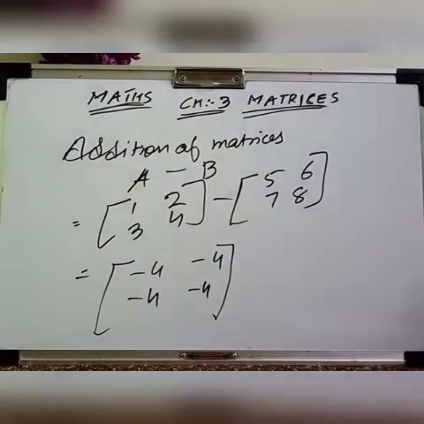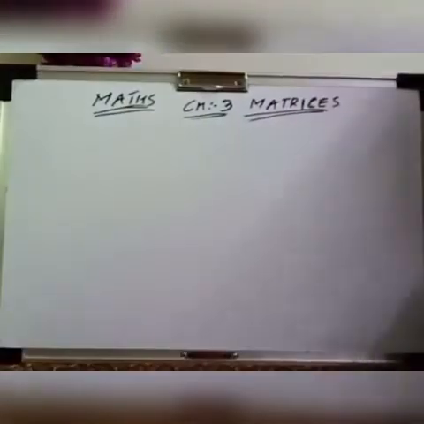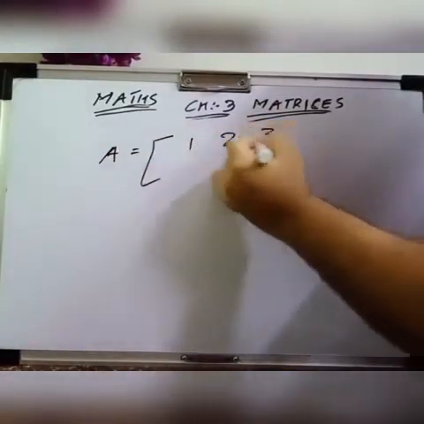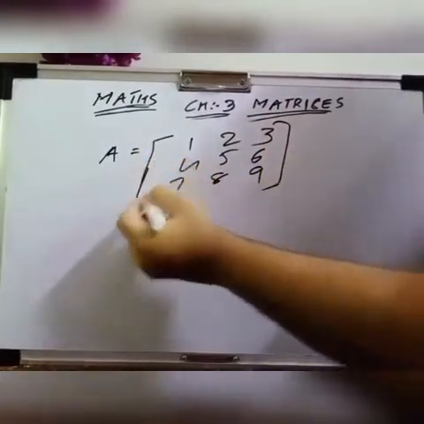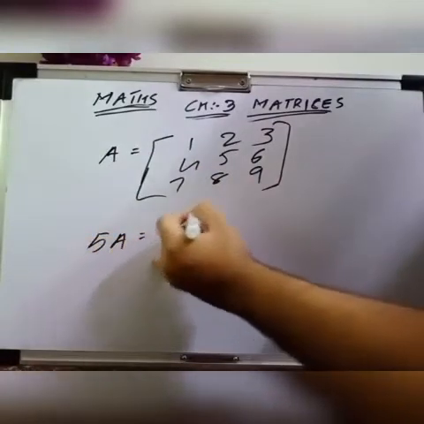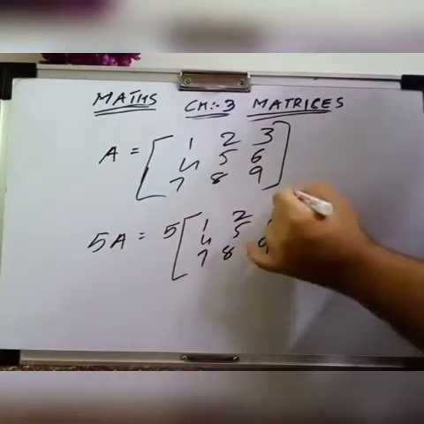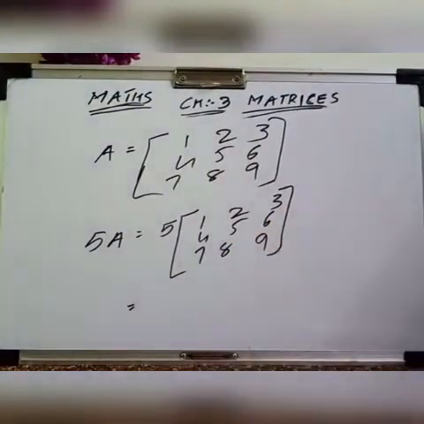Let's understand multiplication of a matrix by a scalar, right? So if I am having one matrix as 1 2 3 4 5 6 7 8 9, and I am interested in finding 5A, that is 5 into matrix 1 2 3 4 5 6 7 8 9, right? So you can see that this is a scalar quantity, whereas this is a matrix quantity. That's why it is called a multiplication of a matrix by a scalar, right?